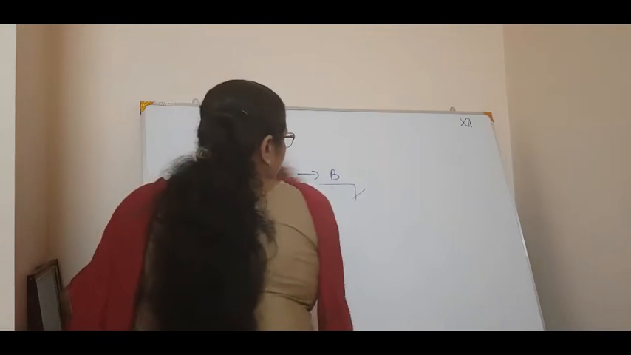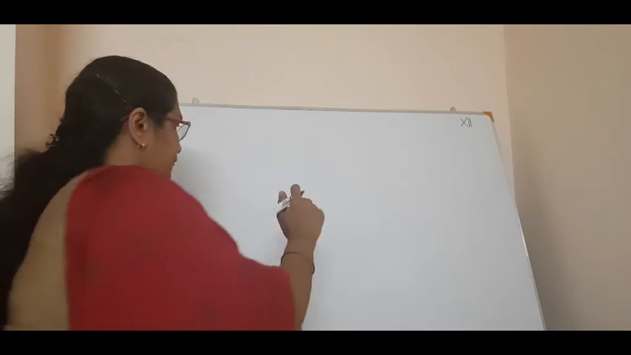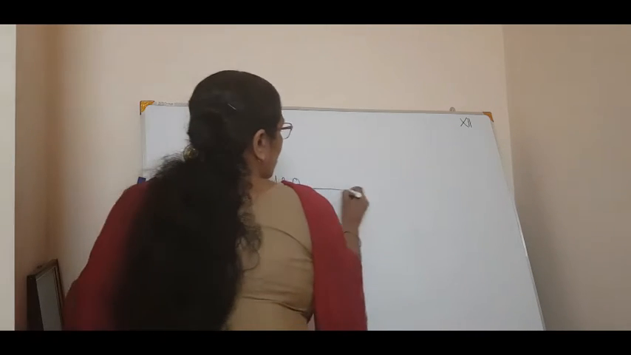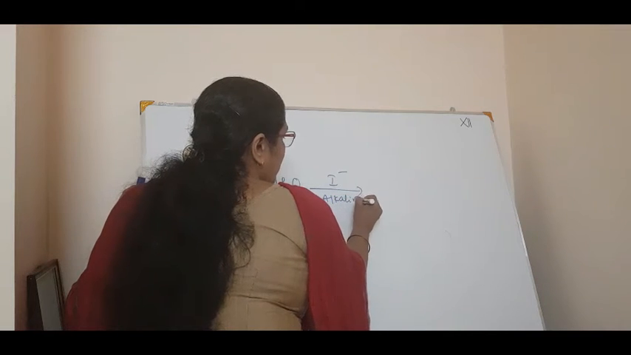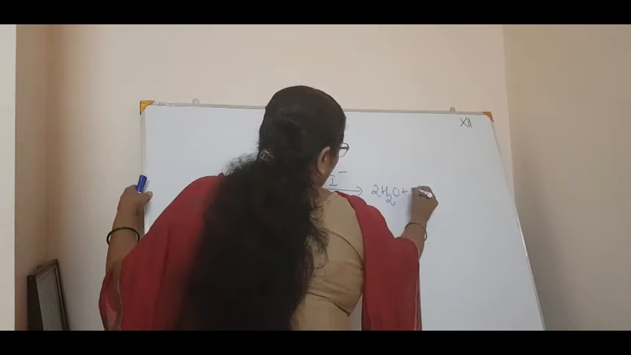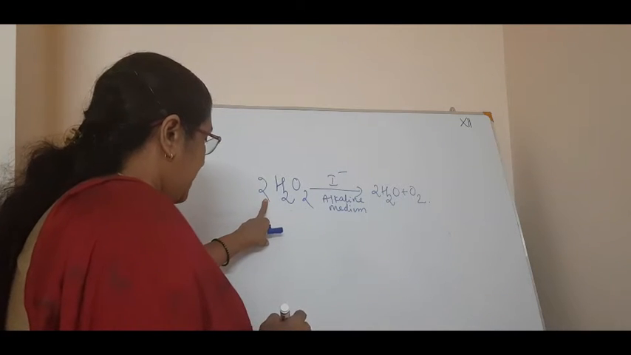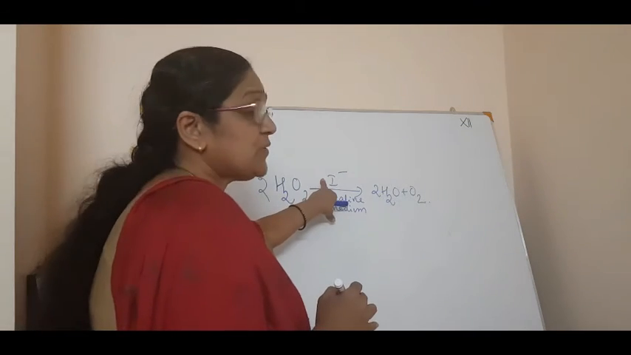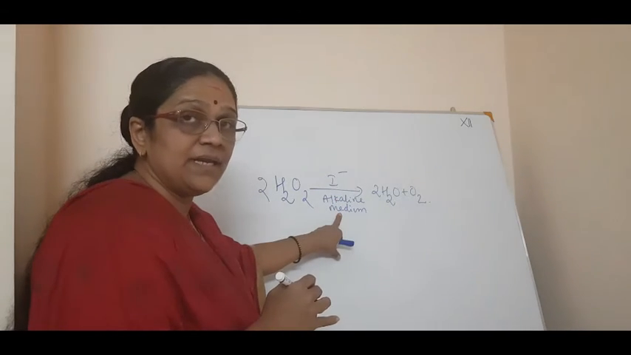Okay, in an example, that is the decomposition of hydrogen peroxide. Listen very carefully. The hydrogen peroxide decomposition, that is 2H2O2, is taking place in a catalyst, that is iodide ion, in an alkaline medium, and you will get 2H2O plus O2. See? In the decomposition of hydrogen peroxide, I minus or iodide ion is a catalyst, and this reaction takes place in an alkaline medium.